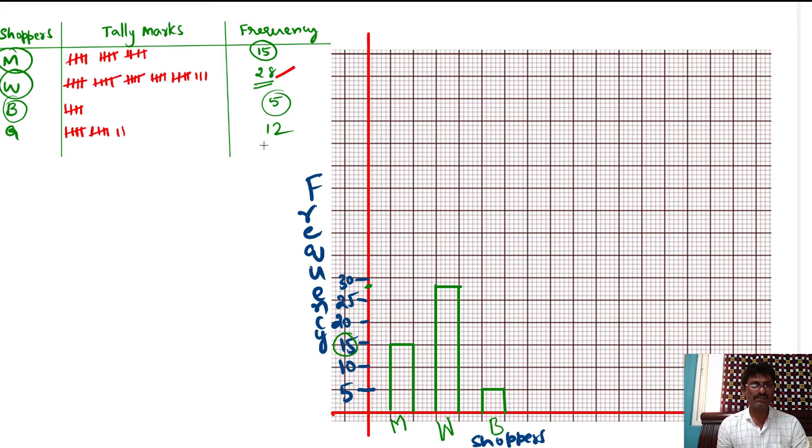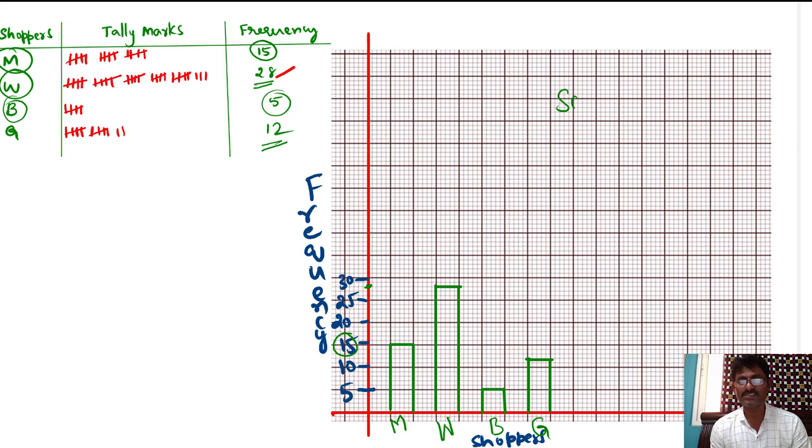Now for girl the frequency is 12. 12 means after 10 approximately here. Yeah, exactly here. So now let us draw the rectangle related to the girl. So this is the rectangle related to girl. So G. Now this is the bar graph for this frequency distribution.